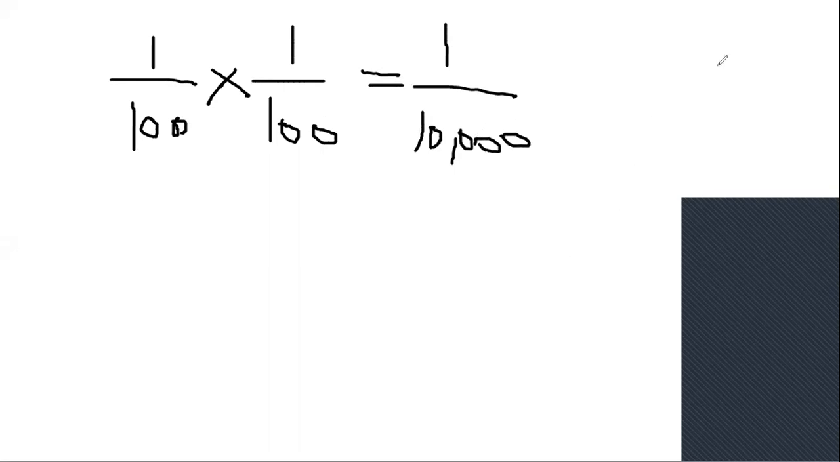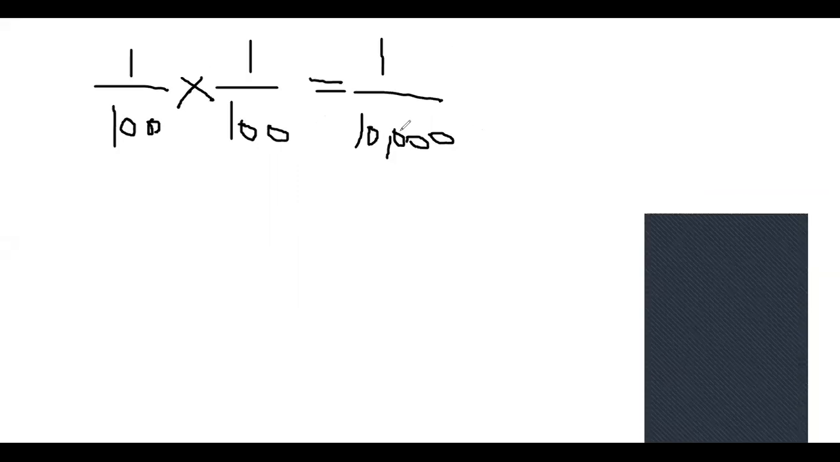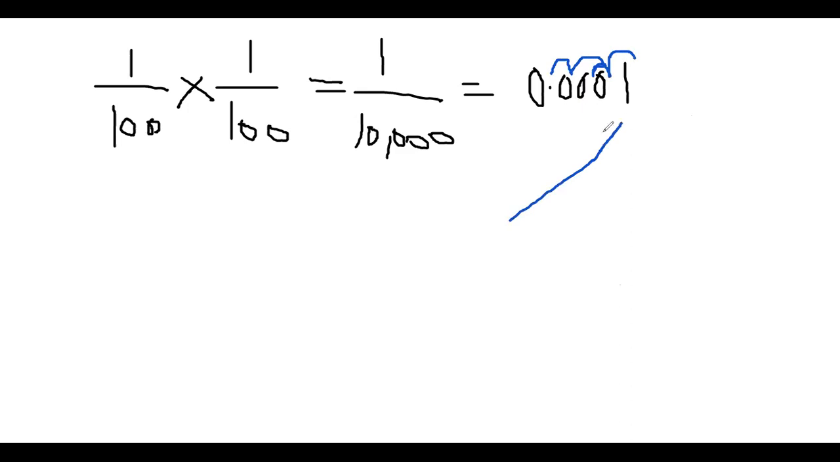So if 100 times 100 is 10,000, then 1 divided by 10,000 is what? 0.0001. So what they see as 1 pip is when you count from the decimal: 1, 2, 3, and 4. In other words, the fourth value from the decimal is what they see as a pip. This is 1 pip.